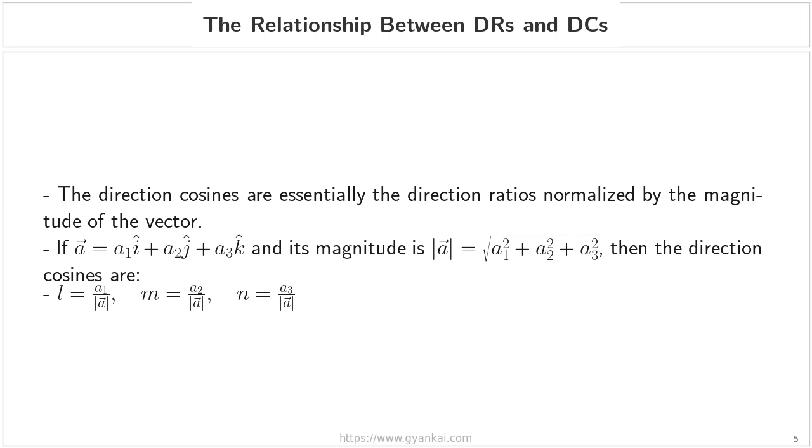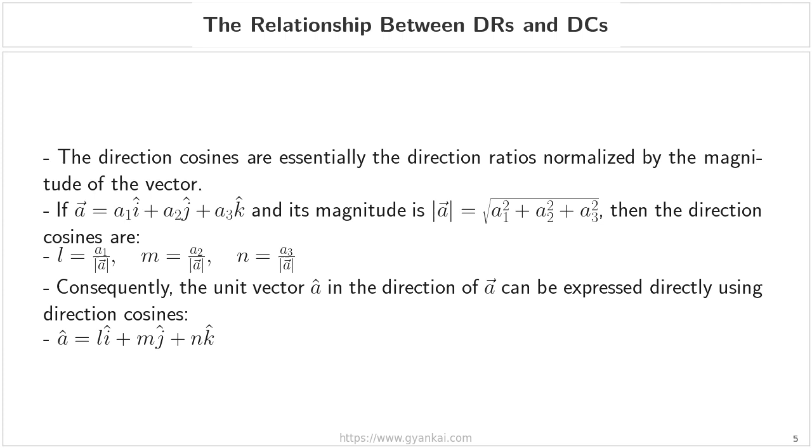Once we have this magnitude, finding the direction cosines is straightforward. The first direction cosine, L, is simply the first component, a sub 1, divided by the magnitude of A. Similarly, M is a sub 2 divided by the magnitude of A, and N is a sub 3 divided by the magnitude of A. Because of this relationship, there is a very beautiful consequence.